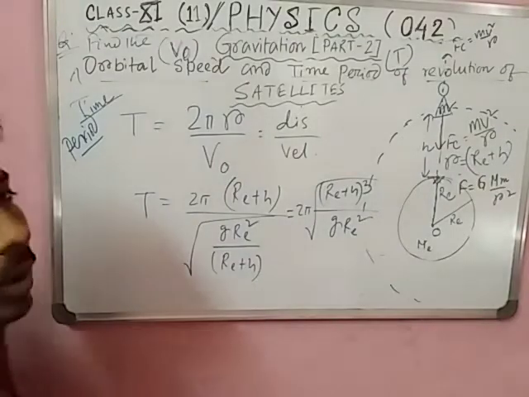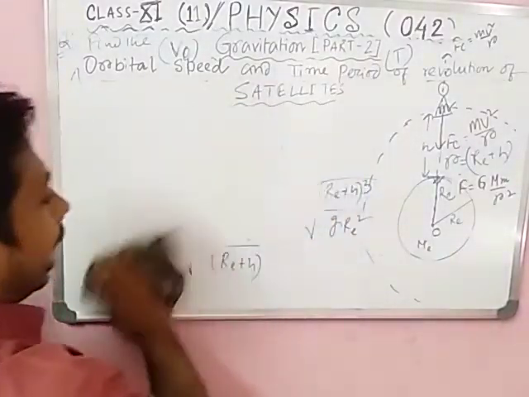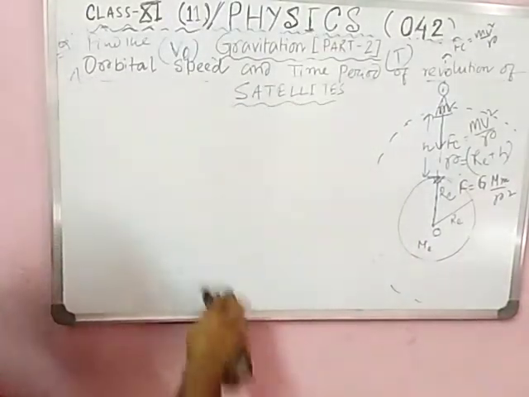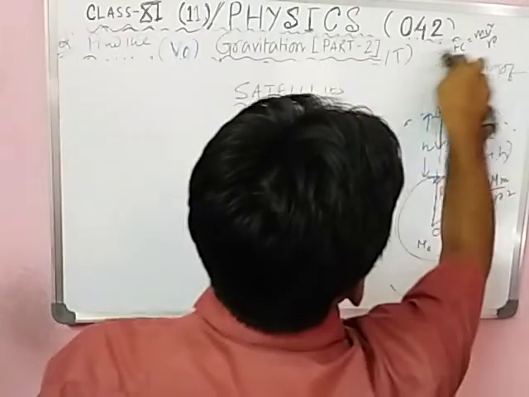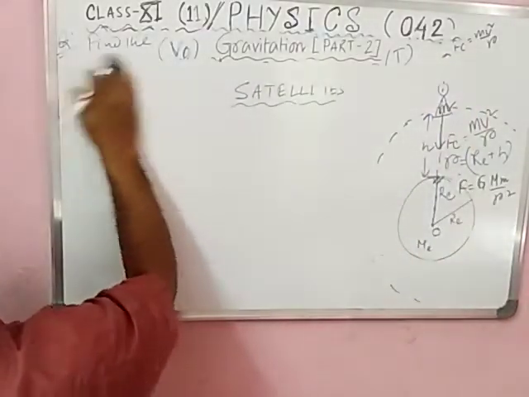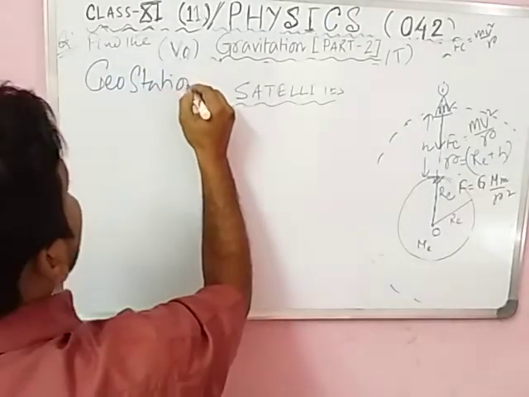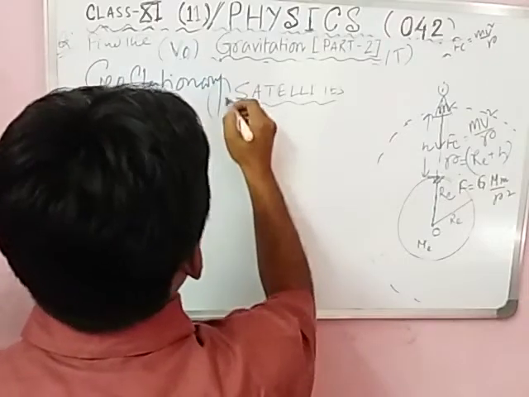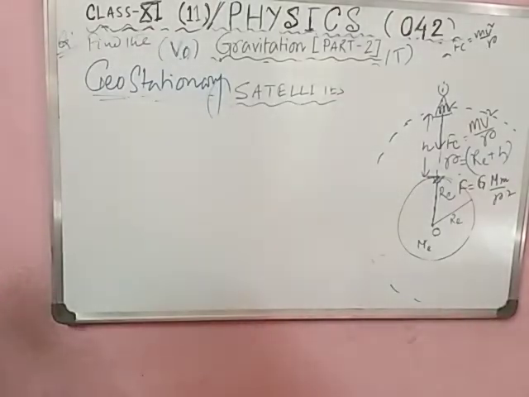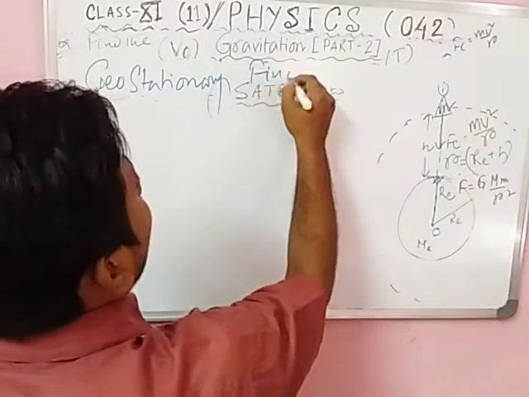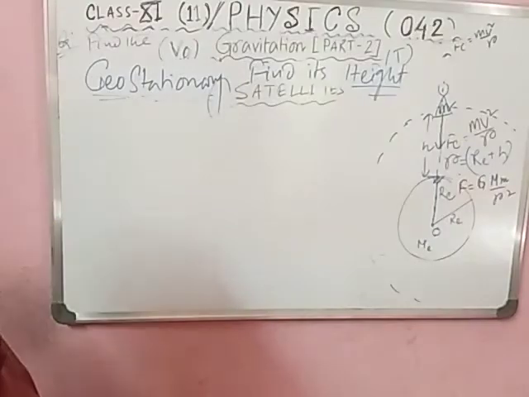Next question, students, what is called a geostationary satellite? And find its time period. Find its height. So our next question is find the height of a geostationary satellite. Very important question, right? Geostationary. Geo means earth. Stationary means fixed. So what is called geostationary? Find the height of a geostationary satellite.